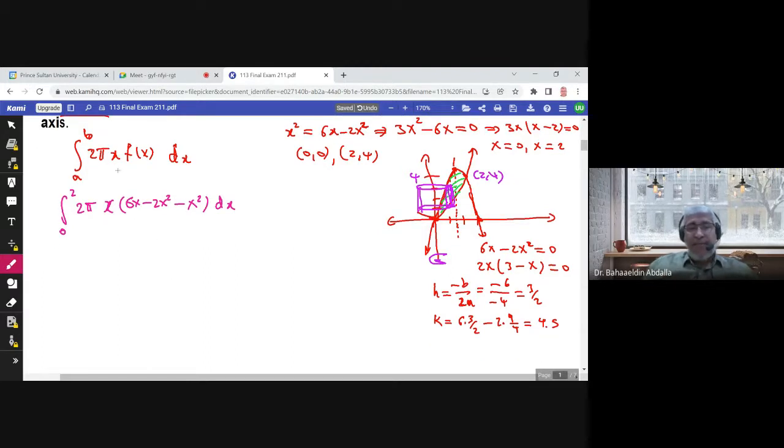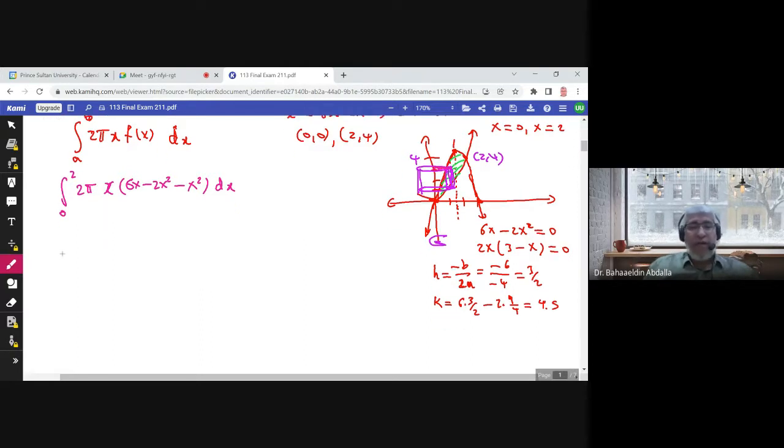X is this distance. This distance is x, which is the radius of this circle, okay? The radius of the cylinder. 2 pi x is the circumference of the cylinder. This is according to section 6.3. And that's it. Just simplify and find the integral.